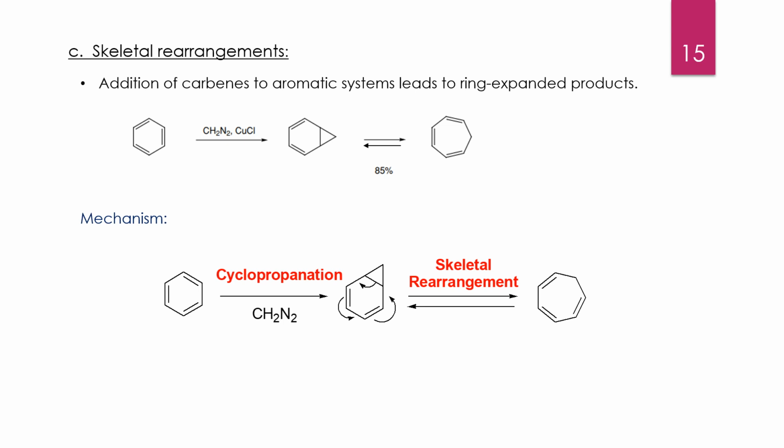So the next is skeletal rearrangement. Here we can see that the addition of the carbene to an aromatic ring leads to a ring expansion. How is that possible? We know that if there is a double bond, there will be formation of a cyclopropane ring. In a benzene ring, there are three double bonds. The benzene ring is so stable because it's aromatic and satisfies all of Huckel's rules. It's too stable.